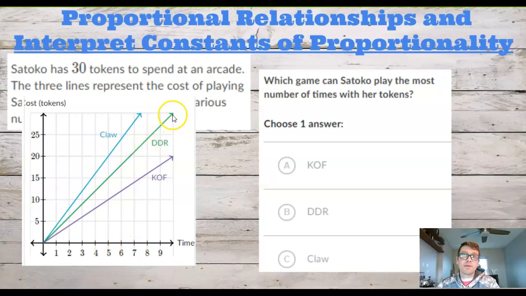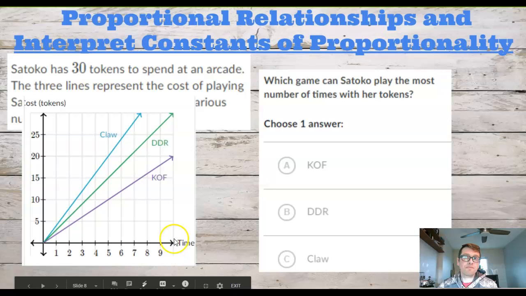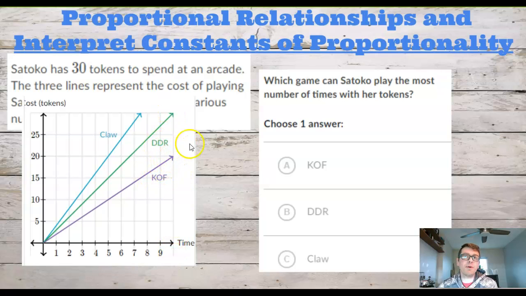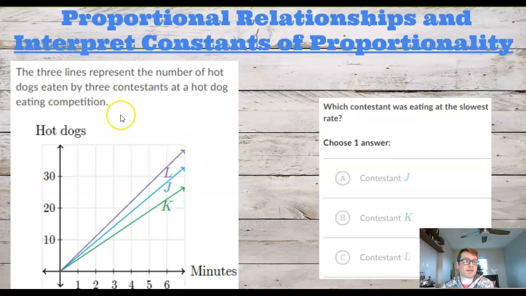DDR, I'm surprised they were allowed to say DDR here. But Dance Dance Revolution, right, we could play that 10 times. So it must cost 3 tokens per play. But KOF would be out here somewhere, right? KOF would keep extending out this direction. So these are the next sort of problems that you're going to see in Con, where it's actually comparing lines with each other. Okay, so I wanted to make sure that we looked at a couple of these this week before this homework is due.